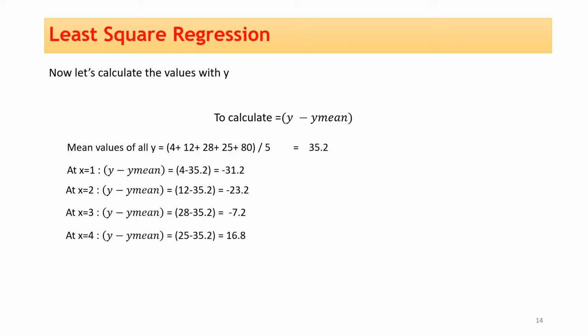Then at x equals 4, our y minus y mean is equal to 25 minus 35.2, which is equal to minus 10.2. And at x equals 5, our y minus y mean is equal to 80 minus 35.2, which is equal to 44.8.